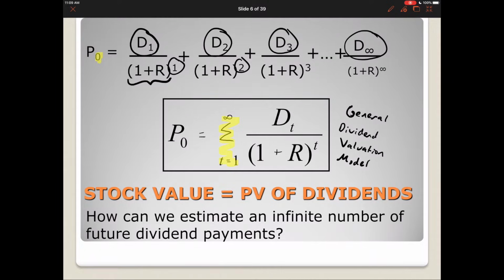Now, as you can imagine, it would become very difficult to figure out what all the future dividends are, right? So how can we actually make an estimate for an infinite number of future dividend payments? What we are going to do is begin by making assumptions on what is going to happen to the dividends in the future. If we cannot identify any of these three assumptions, the valuation method that you would use is the general dividend valuation model. Simply figure out what the dividends are and discount them back to a present value. Otherwise, we would like to make some type of estimation or assumption on what's going to happen to the dividends.